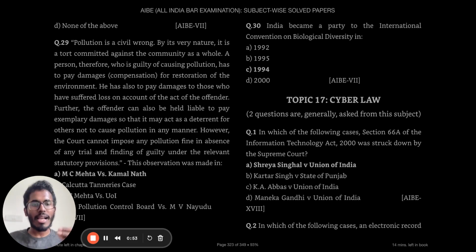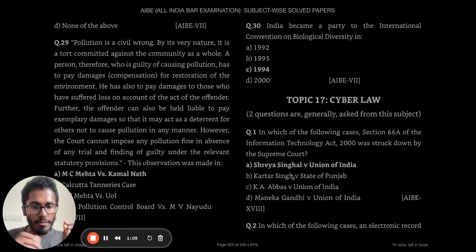The case was about Article 19, freedom of speech and expression. She can communicate whatever she likes, as long as it's not affecting sovereignty or anything like that. So in this particular case, they struck down Section 66A of the Information Technology Act.